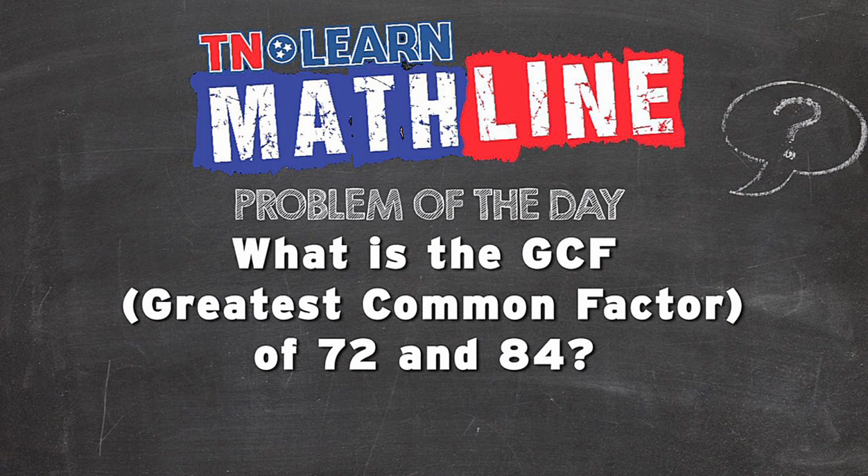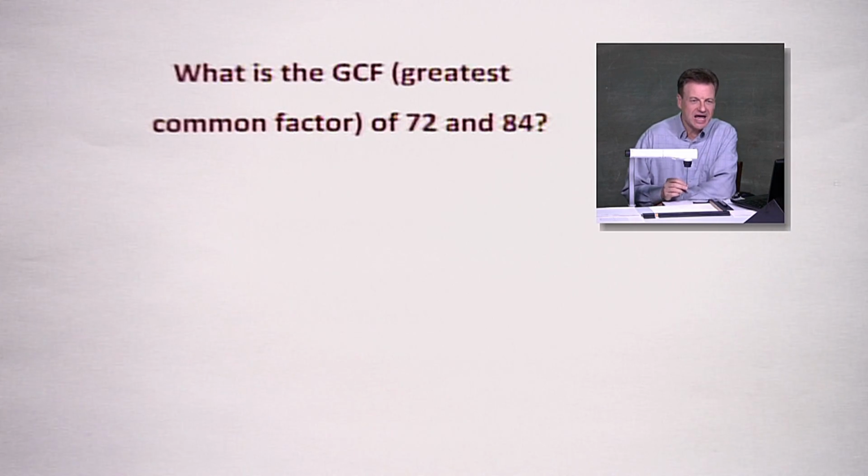What is the GCF, that's greatest common factor, of 72 and 84? Once again, what is the GCF, the greatest common factor of 72 and 84? All right, let's see how we're going to work this one out.